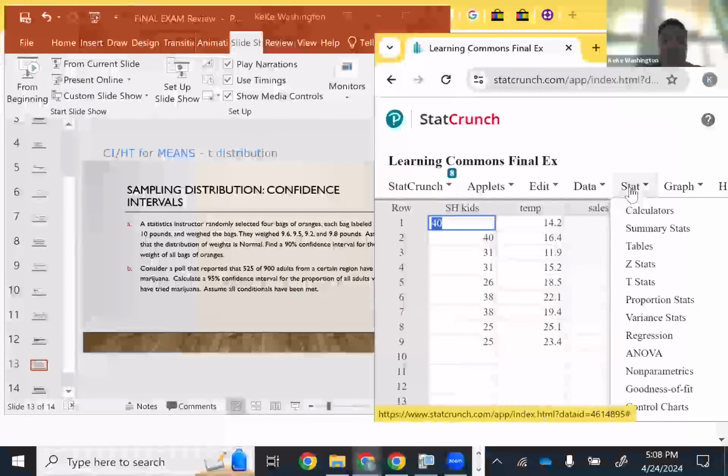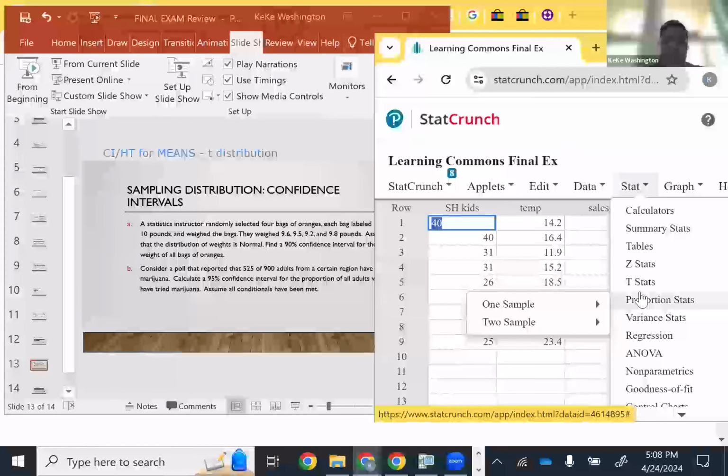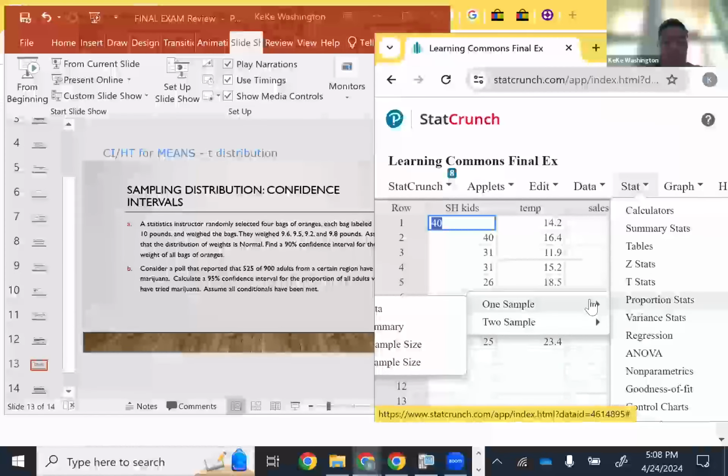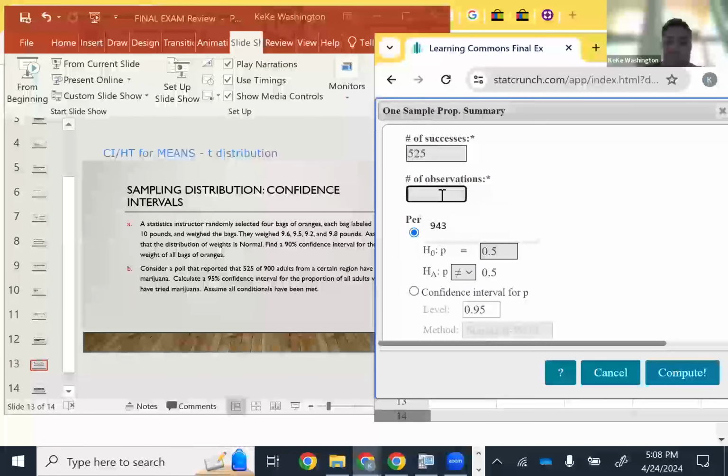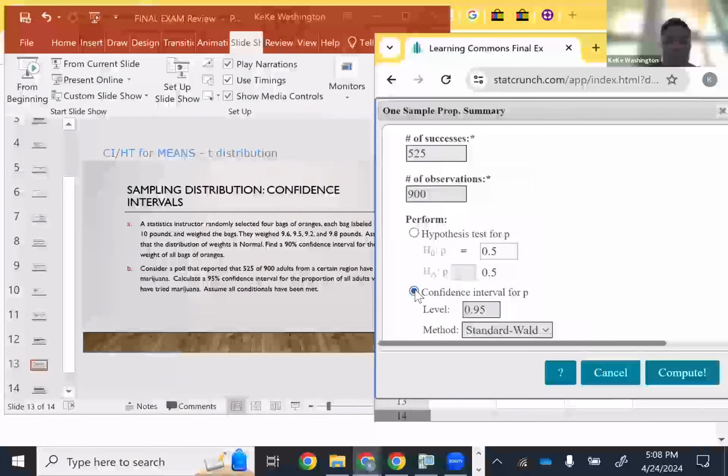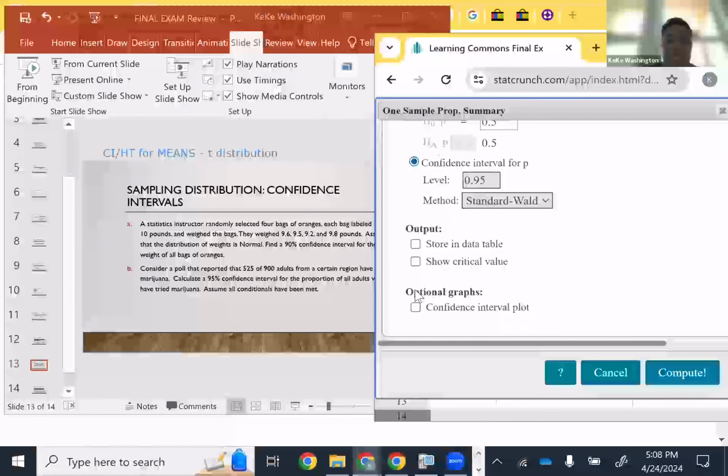So anytime you do that, that will be stat, proportion stats. We only have one sample with summary. You don't have data for this problem. You can get data for mean questions, but we don't give data for proportion questions. So your number of successes, 525, reported they did out of the 900. Select your confidence interval at 95%, show the critical value again, and compute.